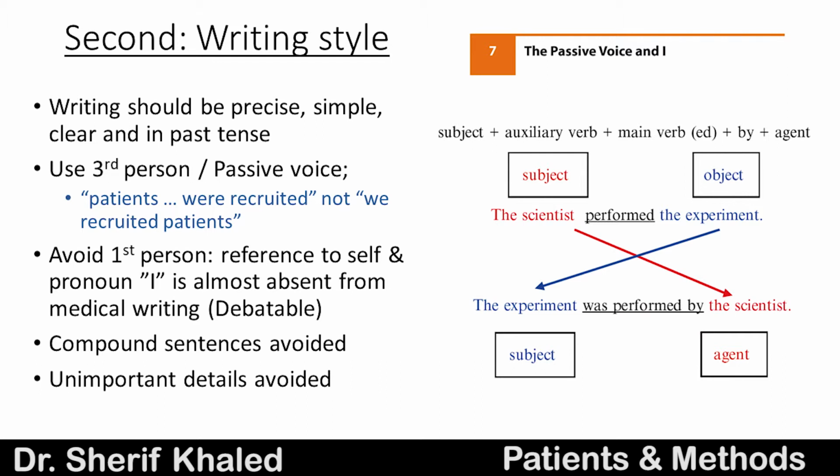Compound sentences are avoided, unimportant details are avoided. This is very important. Compound sentences, this is very common. We sometimes find a paragraph of 6 or 7 lines consisting of one sentence. This is not needed in scientific writing. Just make yourself clear and simple and concise and precise.